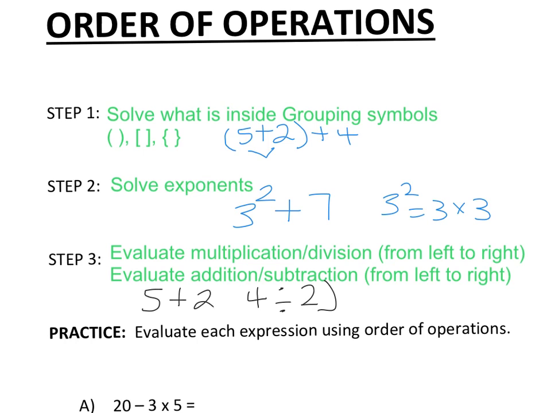But if I did not have the grouping symbols, if I just had simply 2 and it says times 4, then I would have to solve 2 times 4 first. So this would have to be solved before I'm allowed to divide by 2. And that's because there's no grouping symbols. So make sure you pay very close attention to when you're looking at the operation. So again, in step 3, you evaluate multiplication and division from left to right first, then evaluate addition, subtraction from left to right.